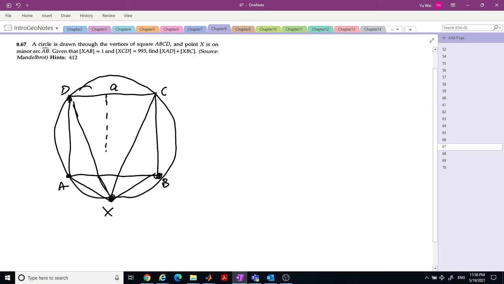So now you can see what happens here. So let's draw the height. So here is the H, here is the A, right?